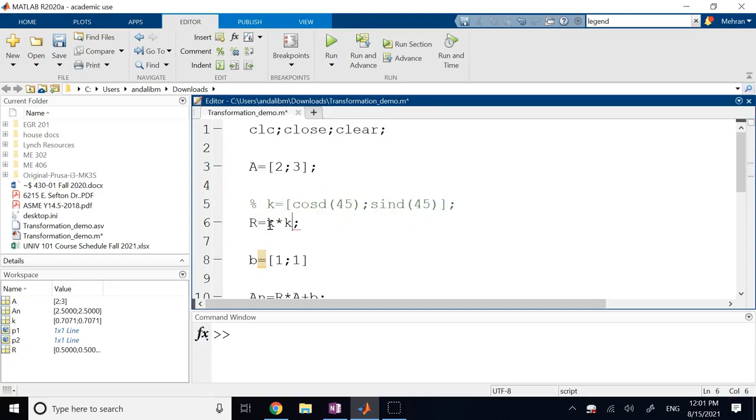So instead of this, I make it a rotation matrix again, and this time let's say I want to rotate it by 30 degrees. So here we go.